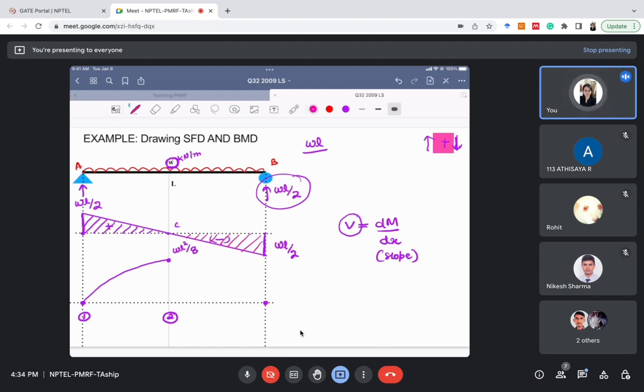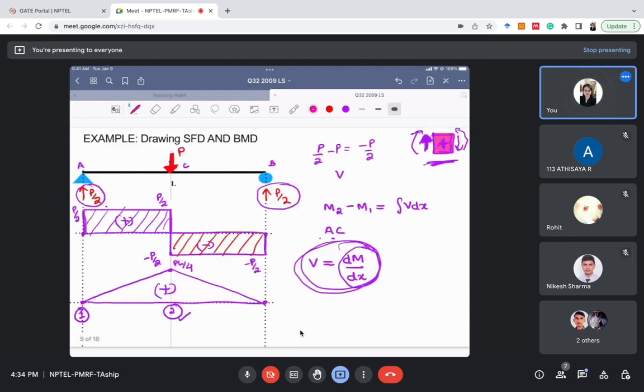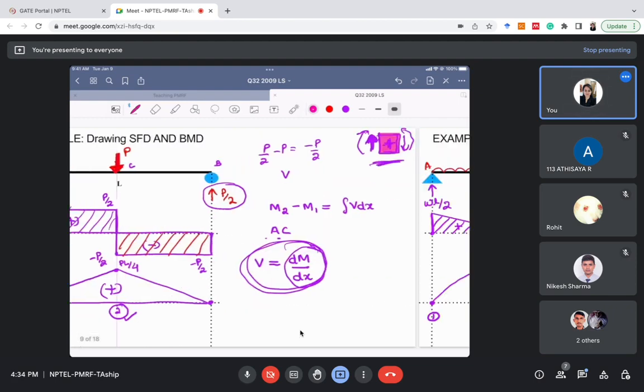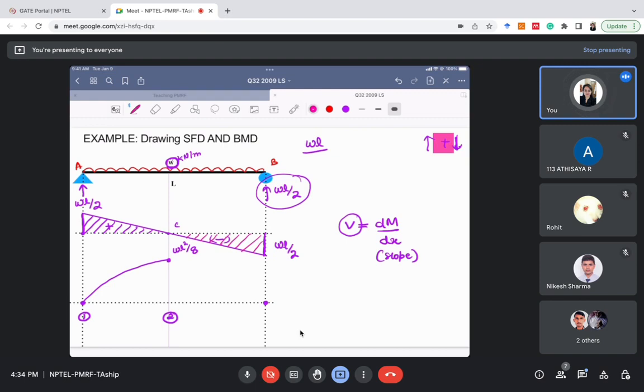So the slope of the bending moment diagram will be negative and increasing. What is a negative and increasing slope? Like this. This is negative, going downward, but it is increasing because here the slope is 0, and here the slope is theta. Since the shear force diagram is negative and increasing, the slope of the bending moment diagram will be negative and increasing. So this will be our bending moment diagram for this problem.